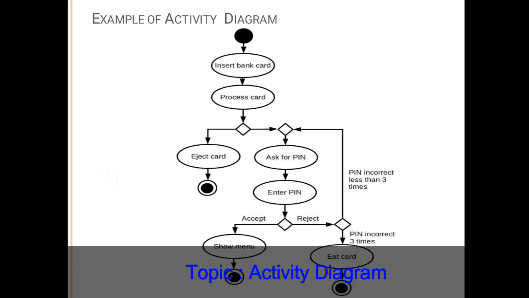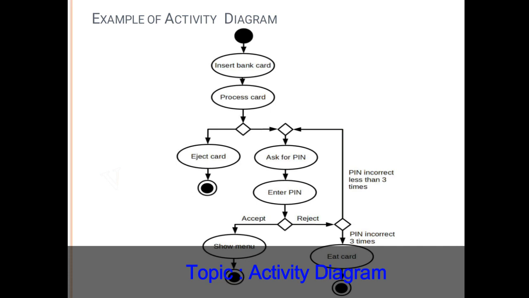Next, this symbol is a diamond symbol, and as we know, this symbol is used for a decision. So here, if our card is valid, then ask for pin. If our card is invalid, then eject card, and here our final end point says your card is ejected and our task is completed.